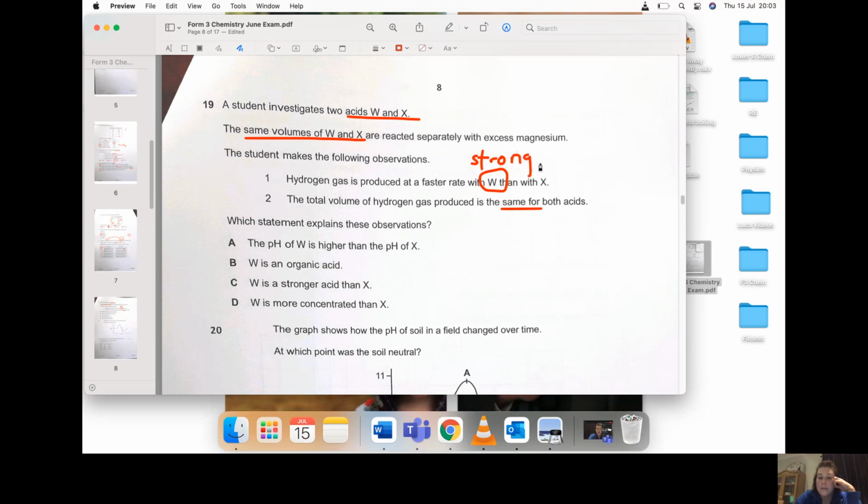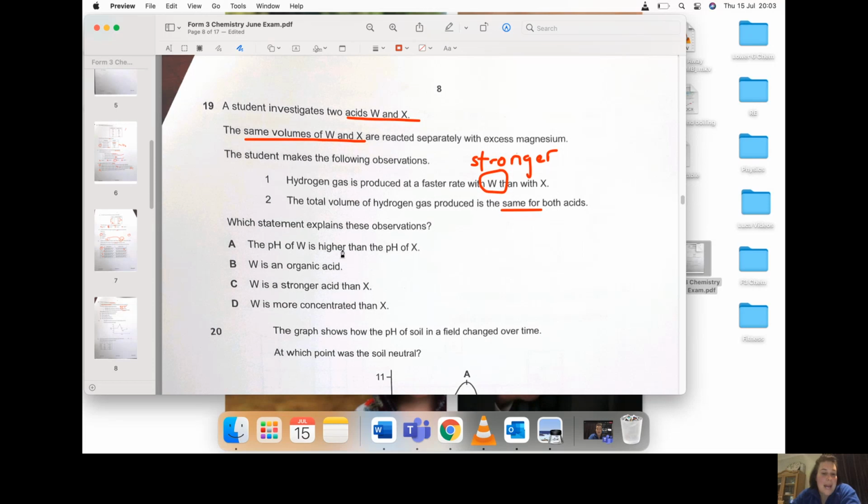Okay, so stronger acid, that's the first thing you need to figure out. Okay, so the pH of W is higher than the pH of X. That is wrong. A lower pH means that you are stronger. W is an organic acid. There is no way to tell that. Okay. W is stronger than X.